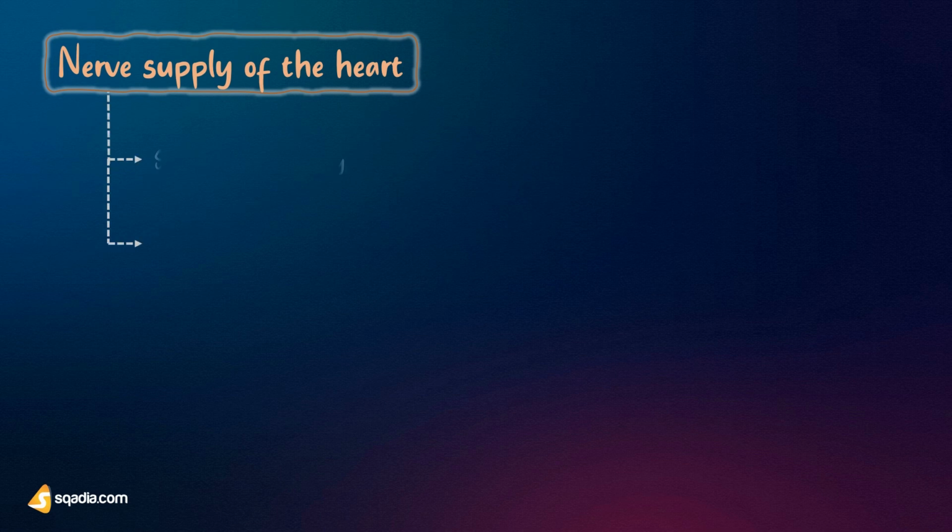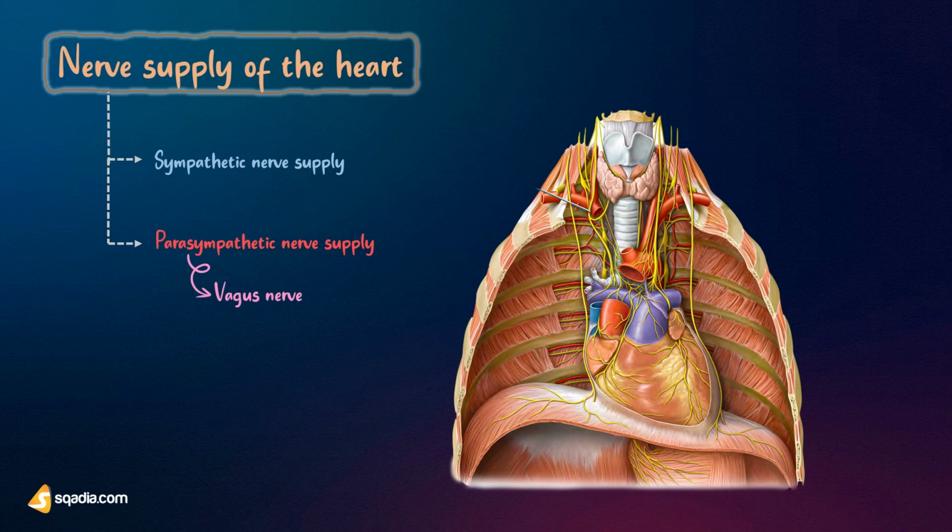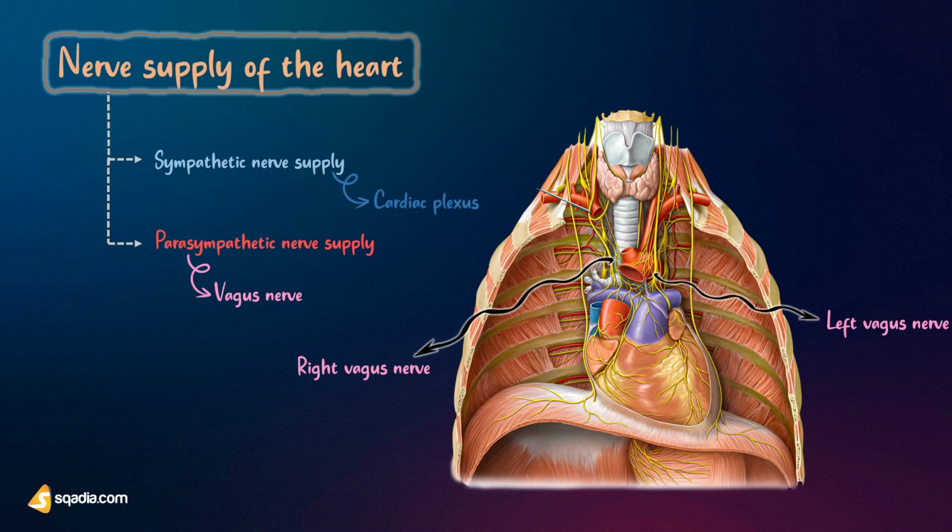The heart receives both a sympathetic and a parasympathetic nerve supply, so that the heart rate can be controlled to demand. The parasympathetic supply, that is for bradycardic effect, is derived from the vagus nerve. That is, the left vagus nerve for the left side supply, and the right vagus nerve for the right side of the heart. And the sympathetic supply, which includes tachycardic and positive inotropic effects, is derived from the branches of the superficial and deep cardiac plexus.